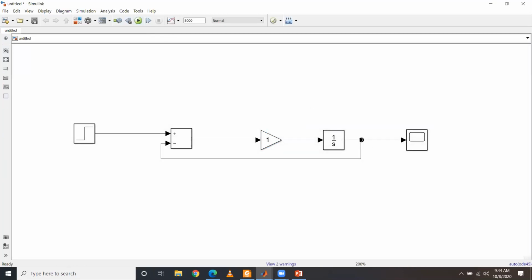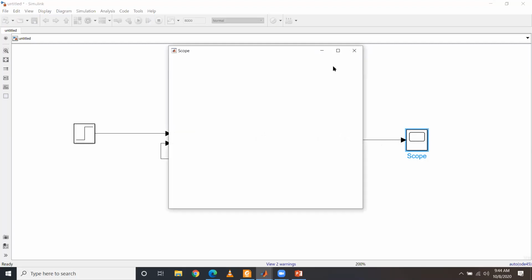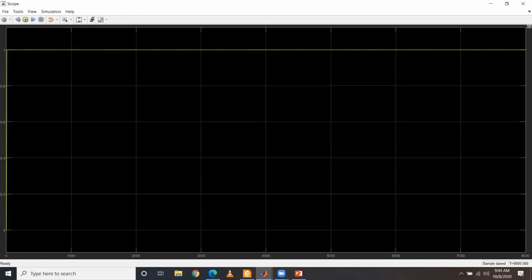So as you can see, this is the output voltage, right? The output signal which we are taking at the scope, isn't it? Yes, sir. So if you double click the scope, you'll observe the output voltage as a function of time, right? Basically the step response. Yes, sir. So double click this block, and this is the output voltage with respect to the time.